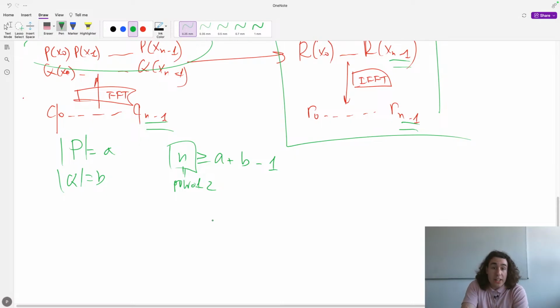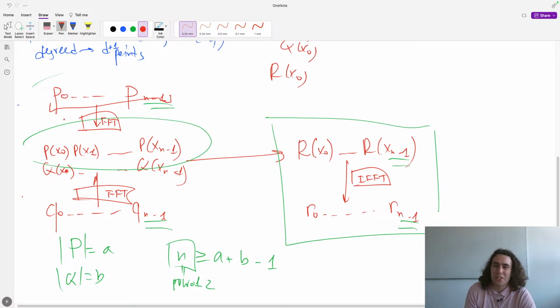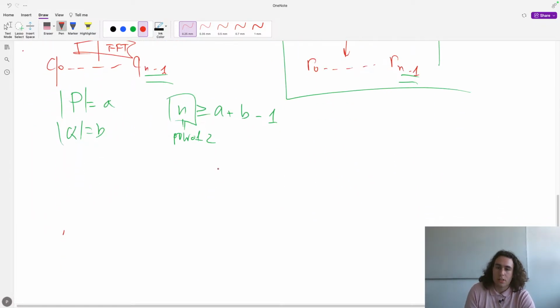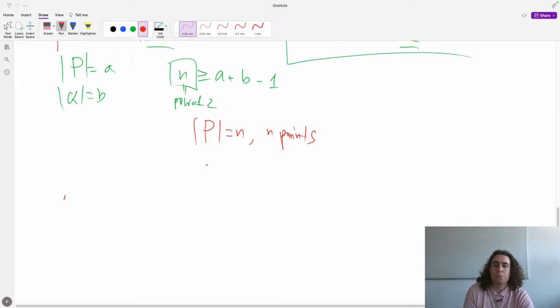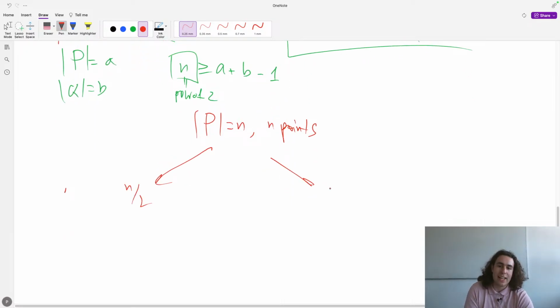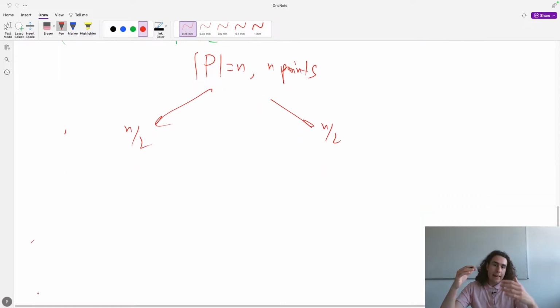Okay, and how are we going to solve this? As I said, we're going to do it the divide and conquer way. Wait, no. Not two polynomials, right? Now we're talking about this FFT, so we only have one polynomial. We have one polynomial P of size n that we want to compute in n points, right? We want to break it down into two polynomials, each of size n half, in linear time. And then we're going to have our nice divide and conquer structure.